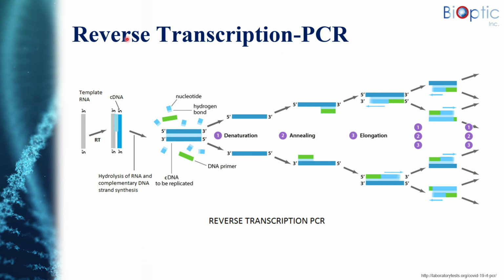And this is reverse transcription PCR, in which the major target template is RNA. In RT-PCR, the RNA template is first converted into complementary DNA, cDNA, by using reverse transcriptase. The cDNA is then used as a template for exponential amplification by PCR. And of course, combined with real-time PCR, it can be RT-qPCR.